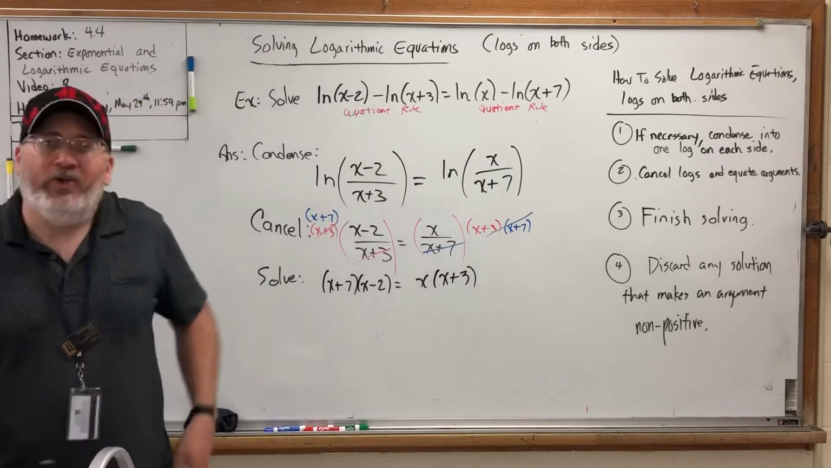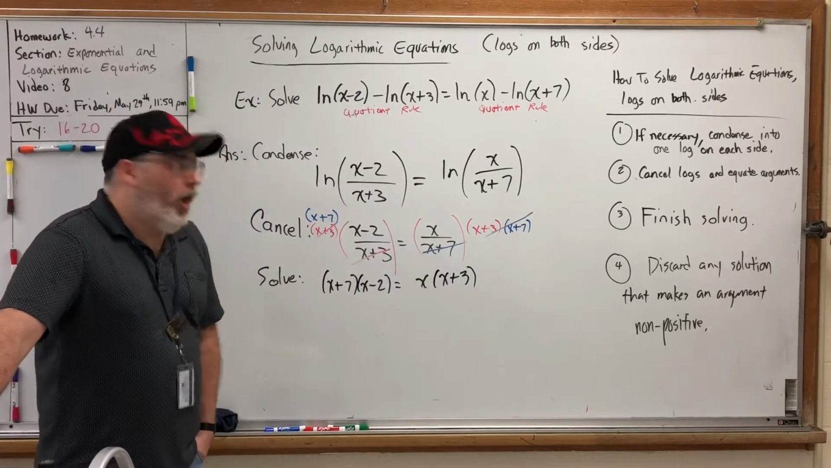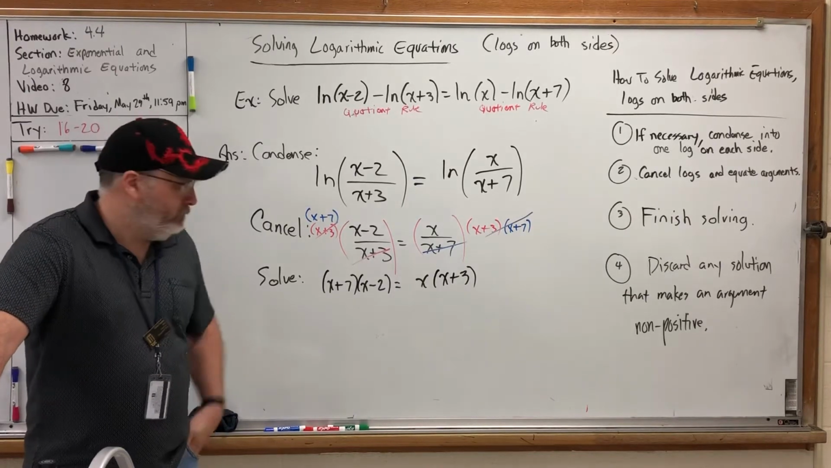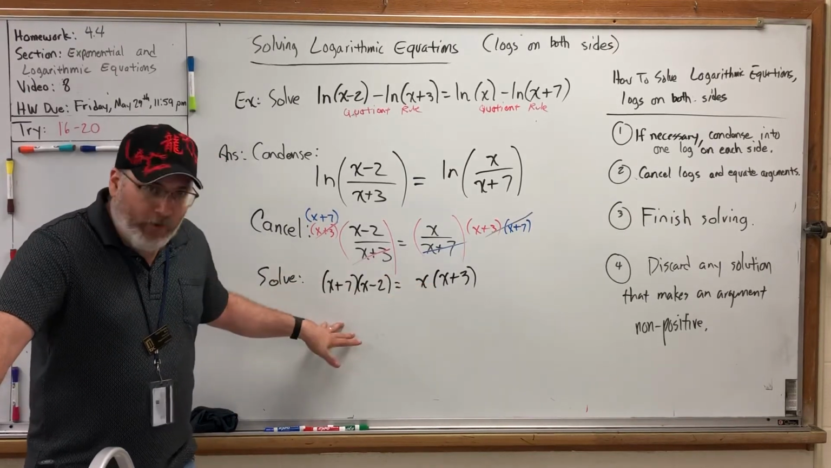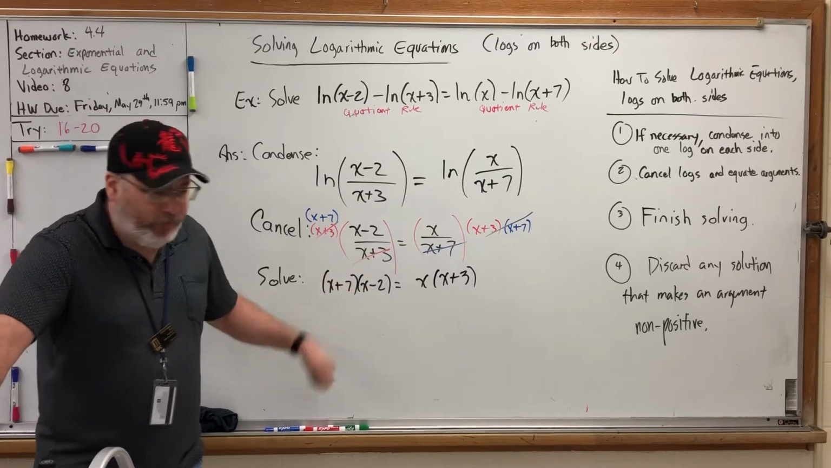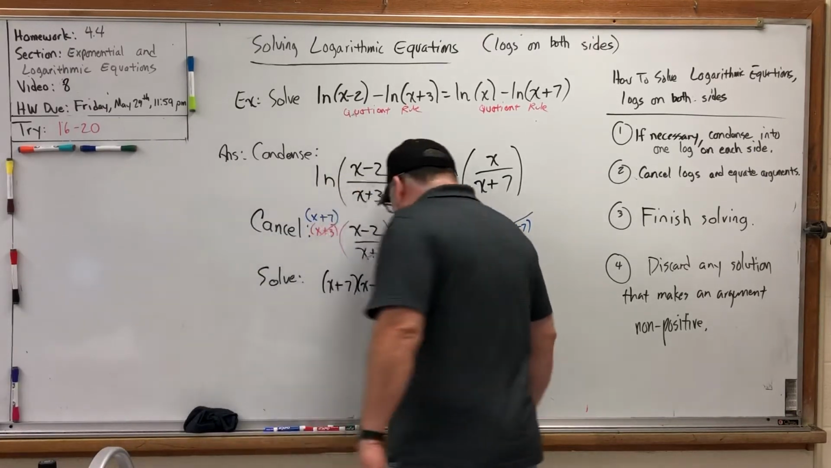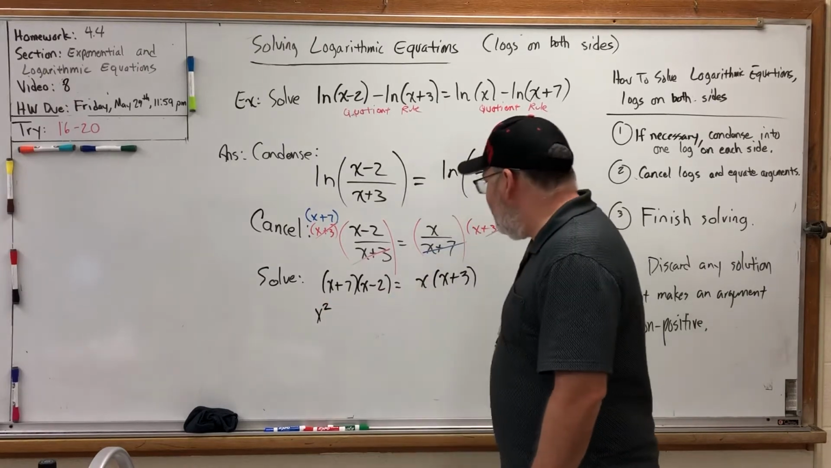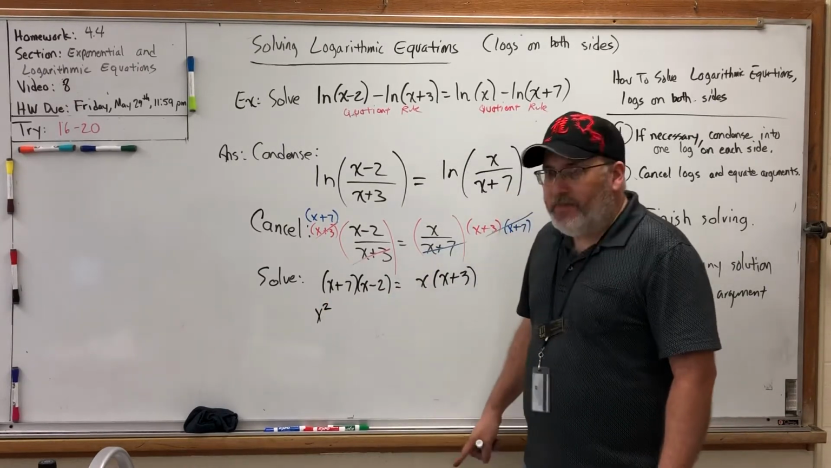What's the main obstacle now? All the parentheses. So what are you going to do about it? Distribute over there, FOIL over here, which is still just distributing. Okay, x times x is x squared. Let's go ahead and do the outside and inside and combine them.